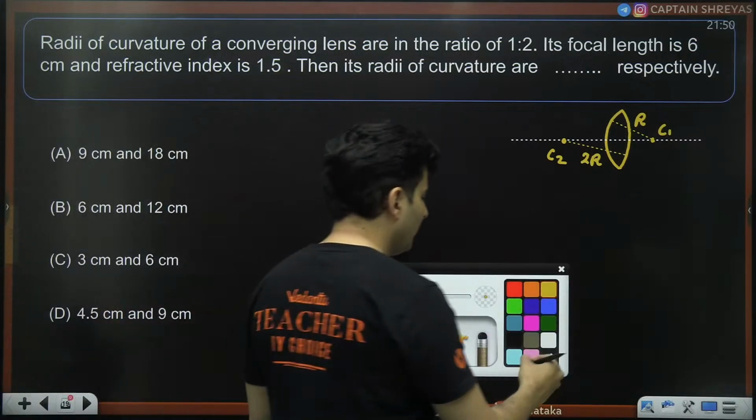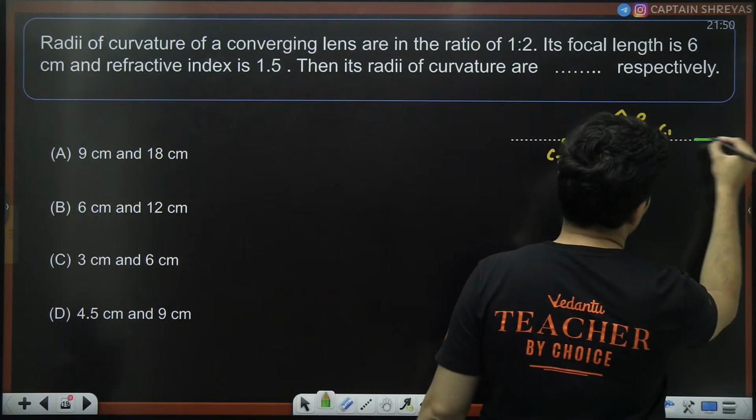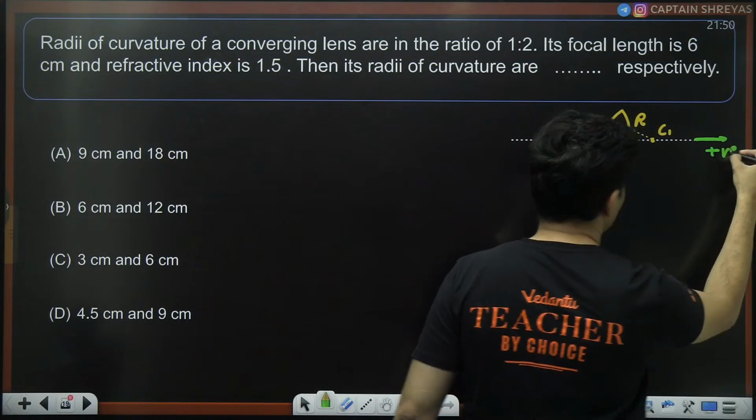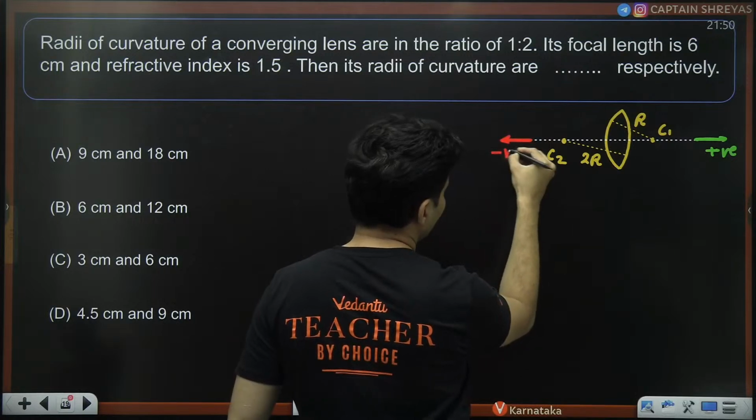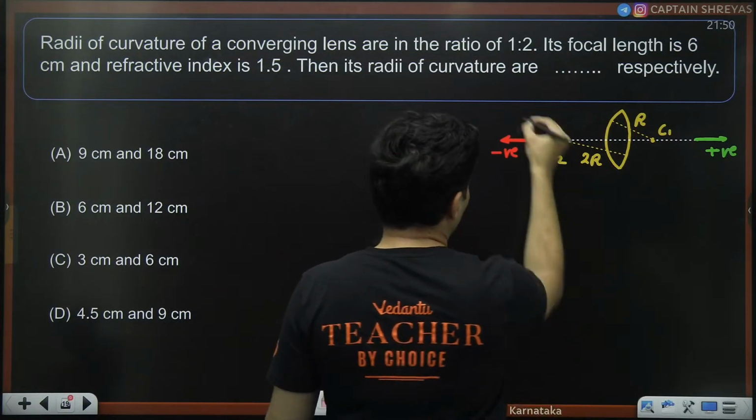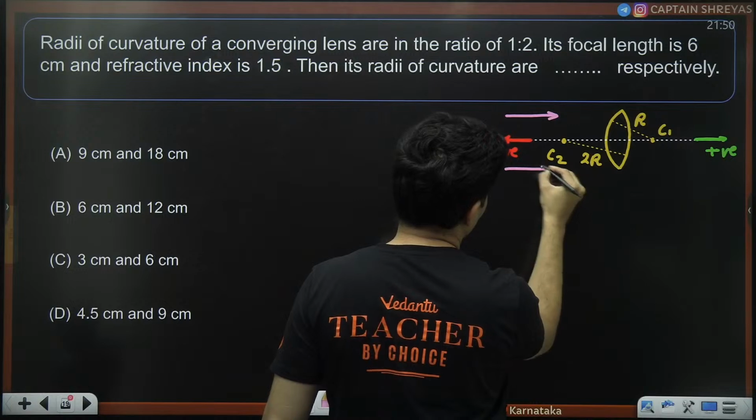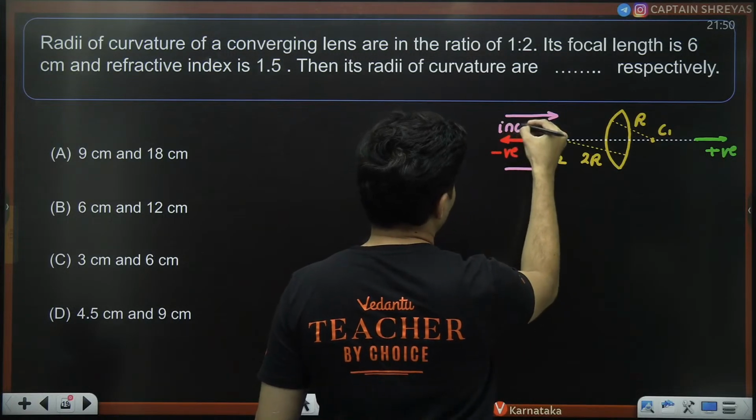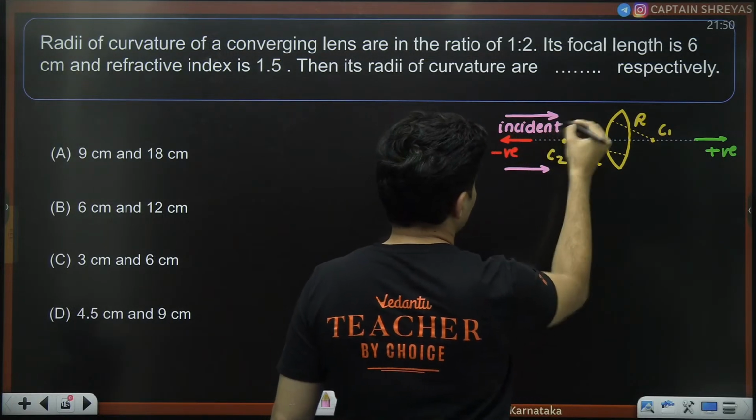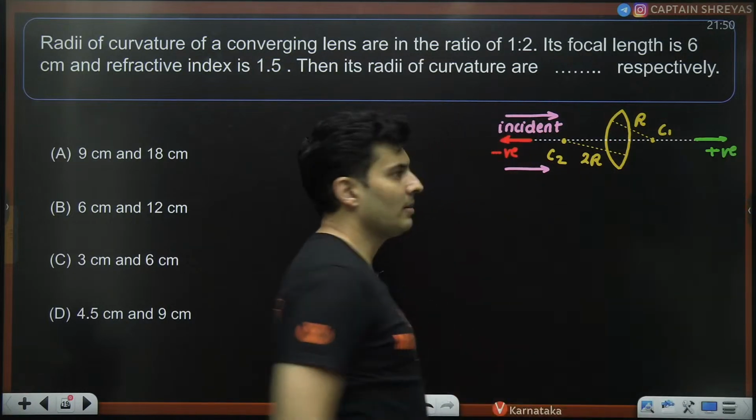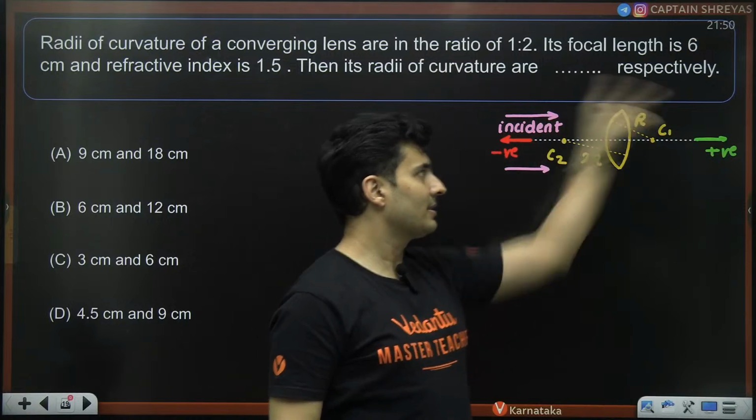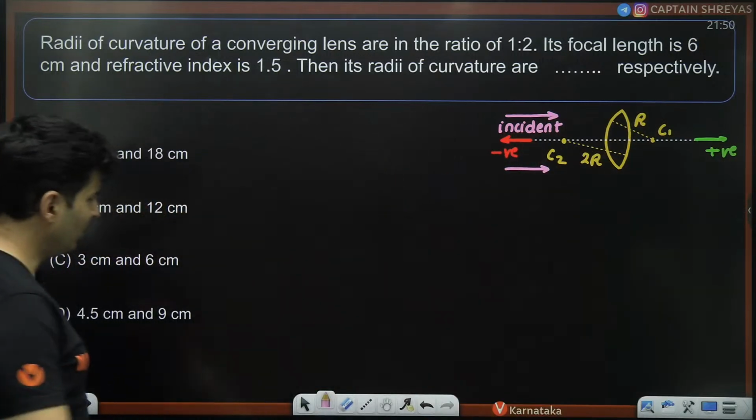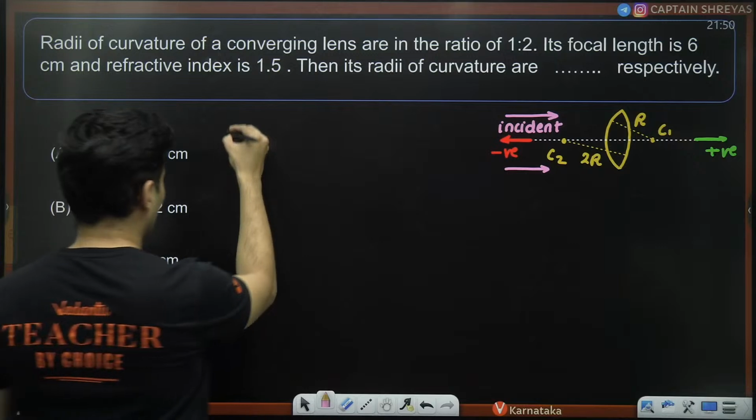Okay. Now, obviously, by convention, this side will be the positive side and this side will be the negative side. Reason being, our incident light will be coming like this, and whatever is the direction of incidence, that side of the lens or mirror becomes positive. So it's that side. Arrow mark is that way. Okay, perfect. Let's use the formula.